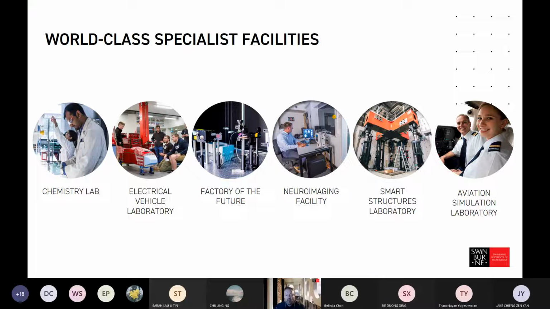So that's one great thing: you'll get access to world-class research and specialist facilities when you're studying. So it's not all theory or classroom based, it's very practical based as well, and that's one of the great things it's good to point out to you about Swinburne, Melbourne. Just move on to the next slide.